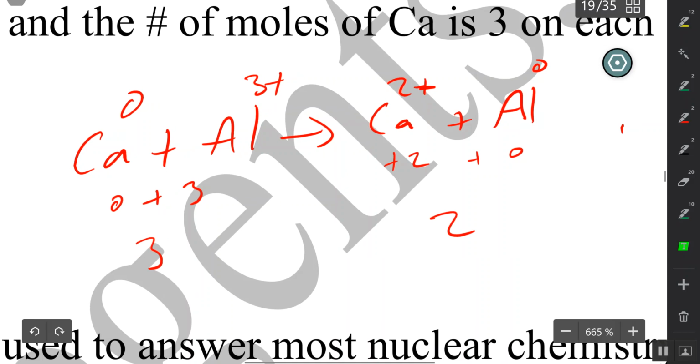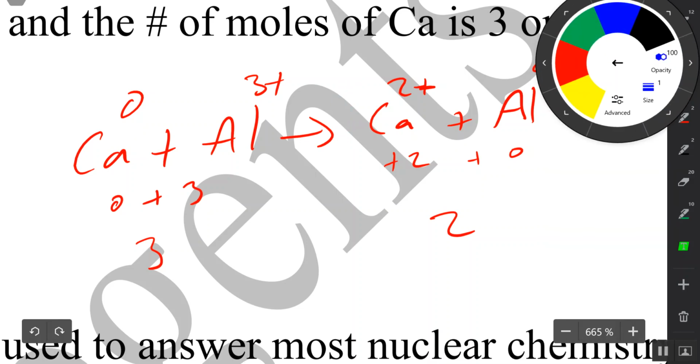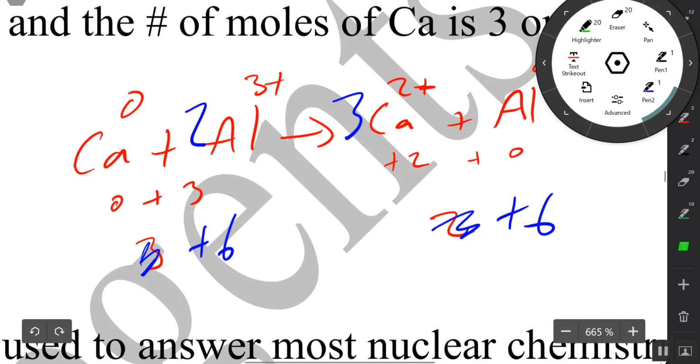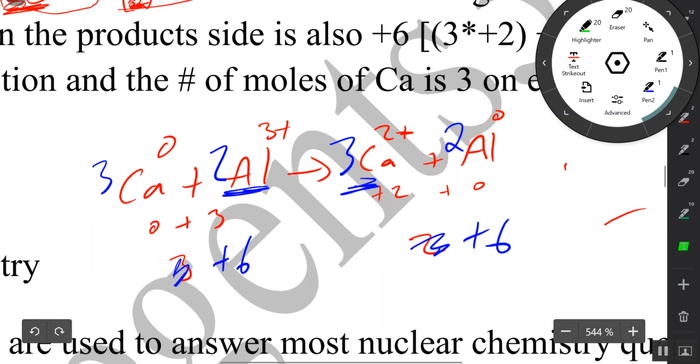So I multiply this by 3, and I multiply this by 2. Now I have a total of 6, and I have a total of 6. The charge is 6 here. Now I have 2 aluminums here. I want to make sure I have 2 aluminums on the right. I have 3 calciums here. I want to make sure I have 3 calciums on the left. And that's it. That's how we balance charges.